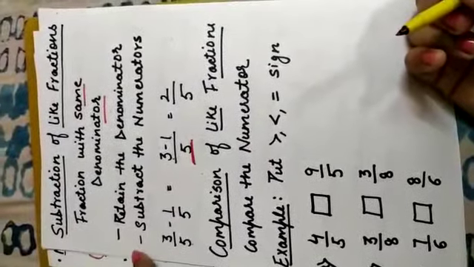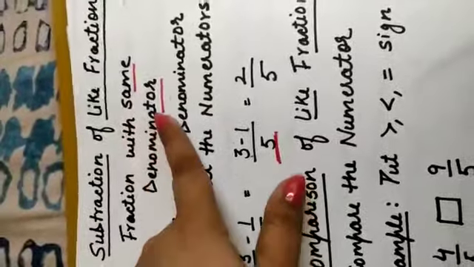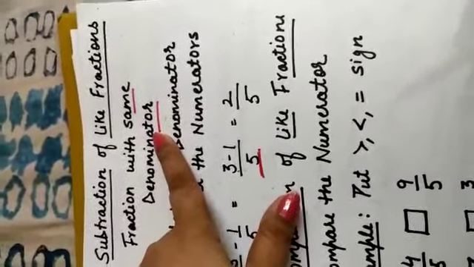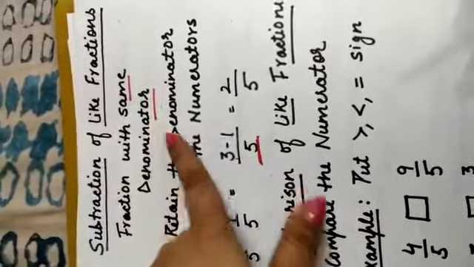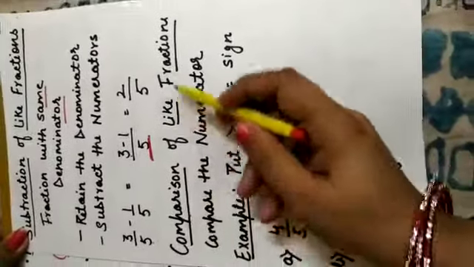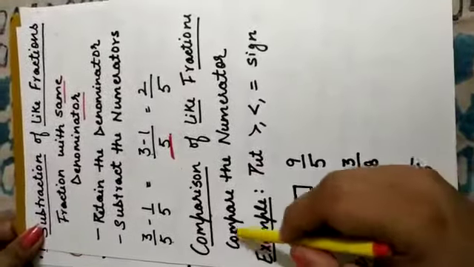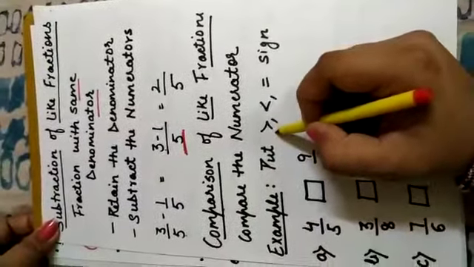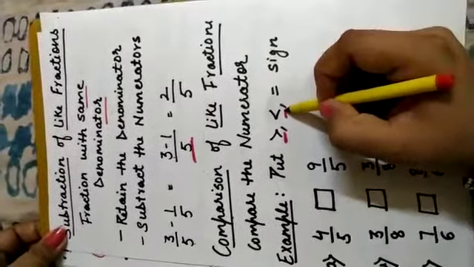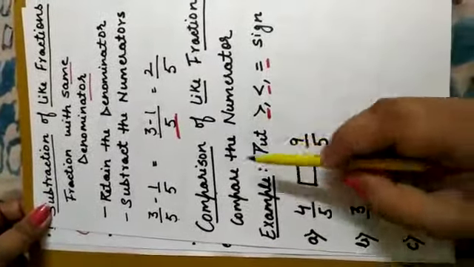Now this method is valid only for like fractions wherein you have same denominators. But where you have different denominators, that is your unlike fractions, we'll be covering that part in the next class. So, here is comparison of like fractions. Now, what do you understand by comparison? Comparison means that either of the two fractions are greater than, less than, or equal to. Right? So, let us compare.